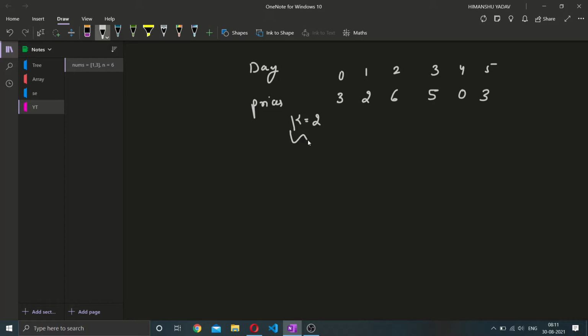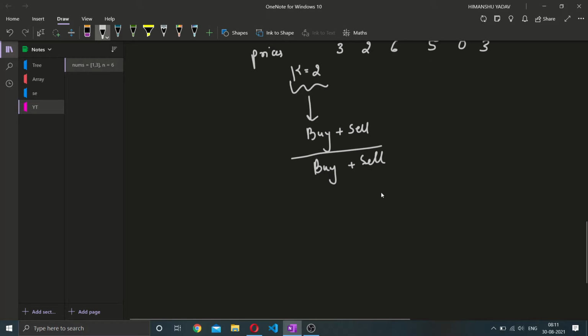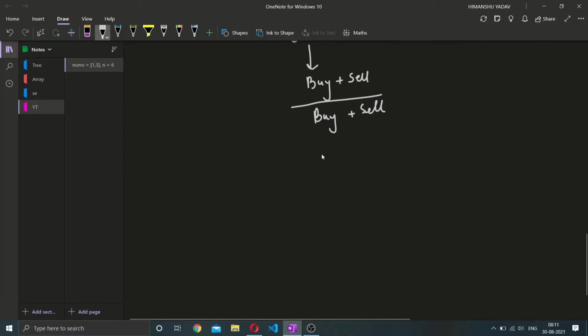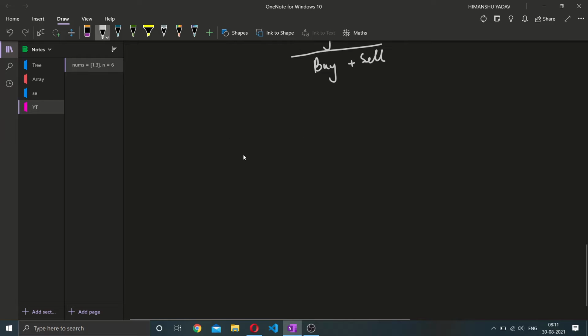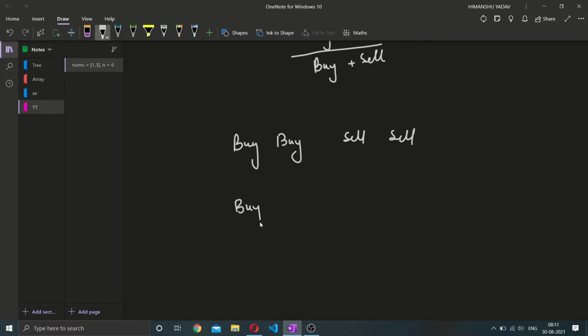But we can make only two transactions, which means we can buy plus sell and buy plus sell. So we have to make only two transactions, like we can buy and sell, and again we can buy and sell. This means we can have only two transactions, and we can't do it like this. We just have to follow the order: buy, sell, and buy, sell. So this is the problem.